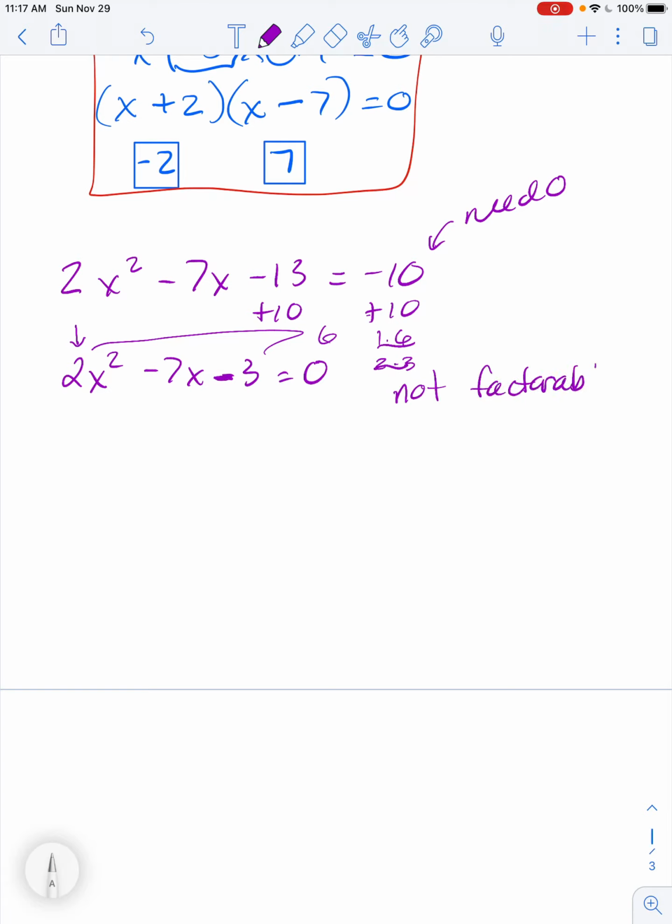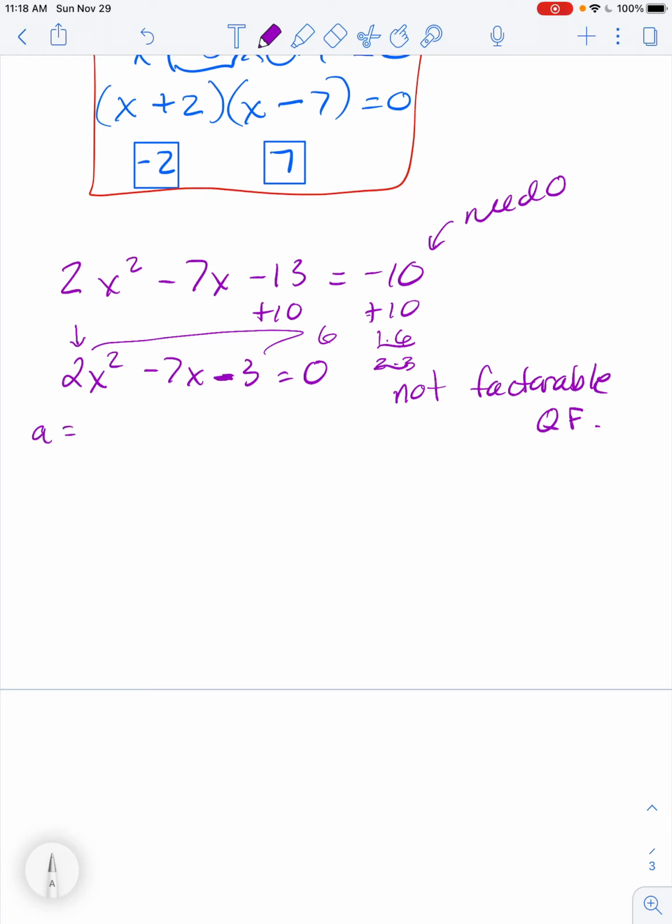And if it's not factorable, then my only backup plan is going to be the quadratic formula. Because it just means that it's going to cross at messy points. It's not going to cross at 7 and negative 2. It's going to cross at some weird irrational spot.